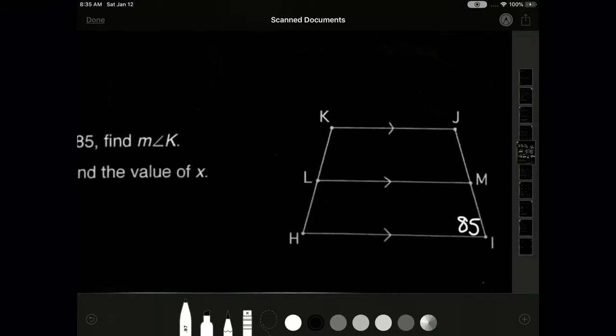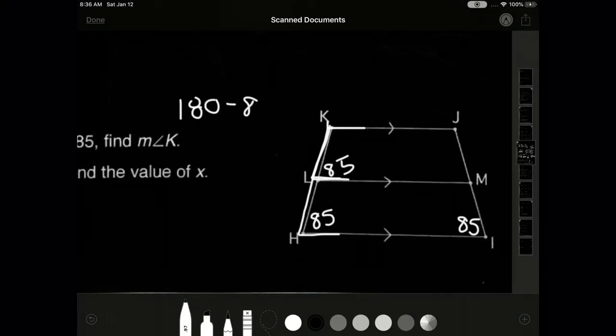Well, for an isosceles trapezoid, if I is 85, then so is H. And when we're dealing with some parallel lines here, we have corresponding angles, which means L is 85. And K and L are same side interior. So for us to find K, we just have to take 180 minus 85, right? And we get 95. So that's our measure for K.